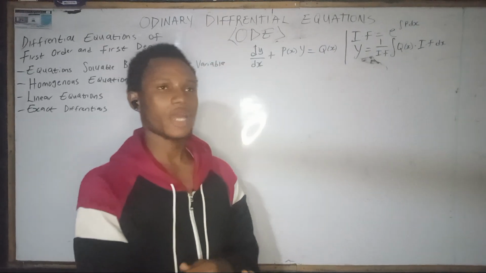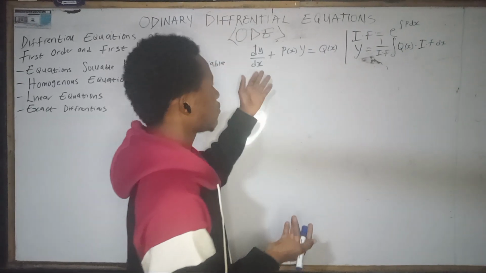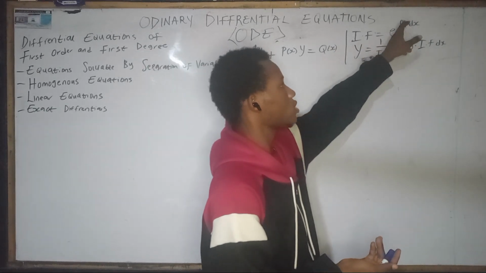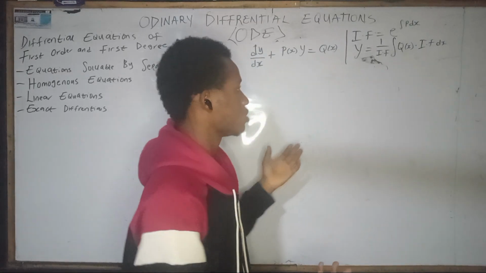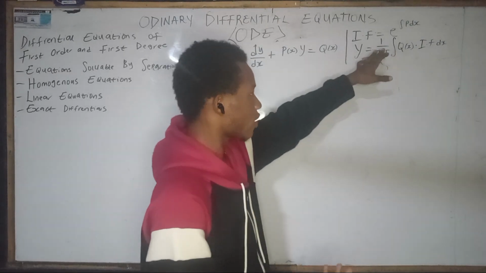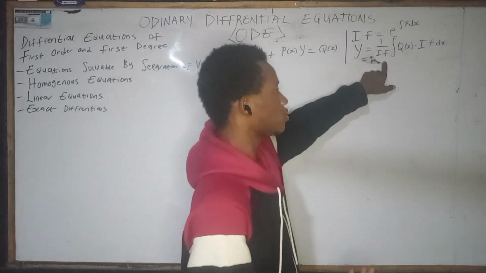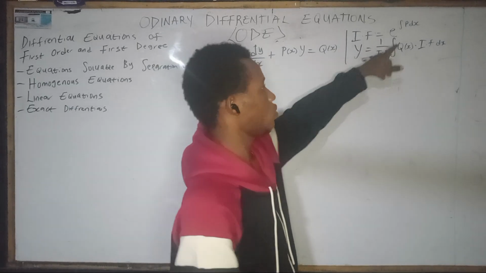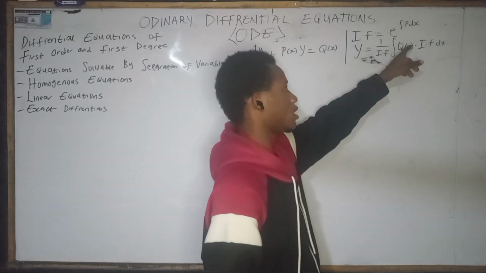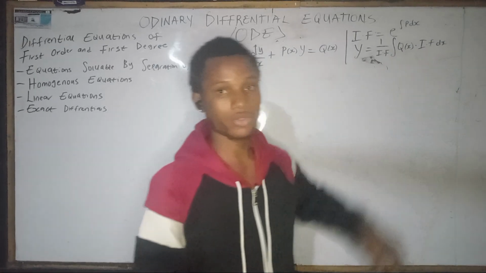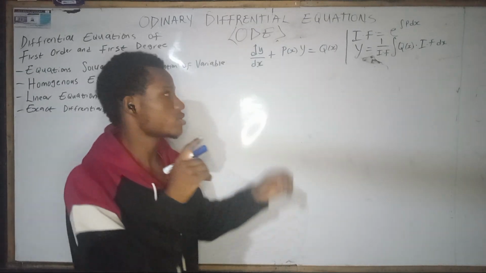And we know that when we have a linear equation, we multiply everything by the integrating factor of e raised to the power of the integration of p dx, and after we have done that, we get y equals 1 over the integrating factor, integrated by the integration of q of x multiplied by the integrating factor dx, which is this particular form.